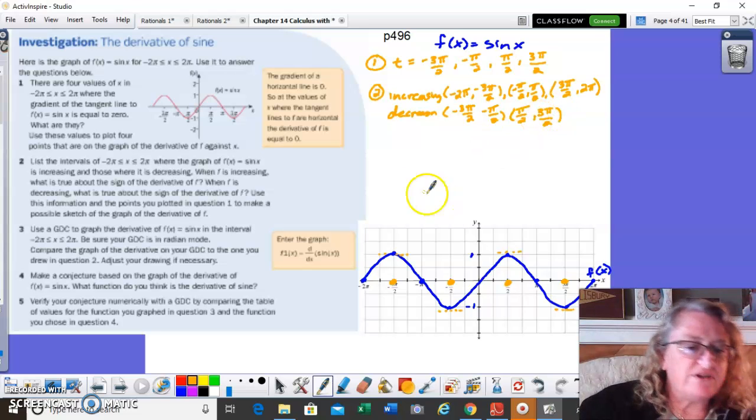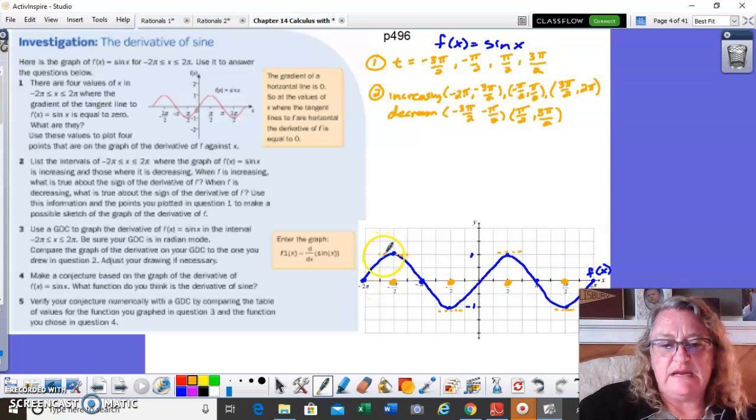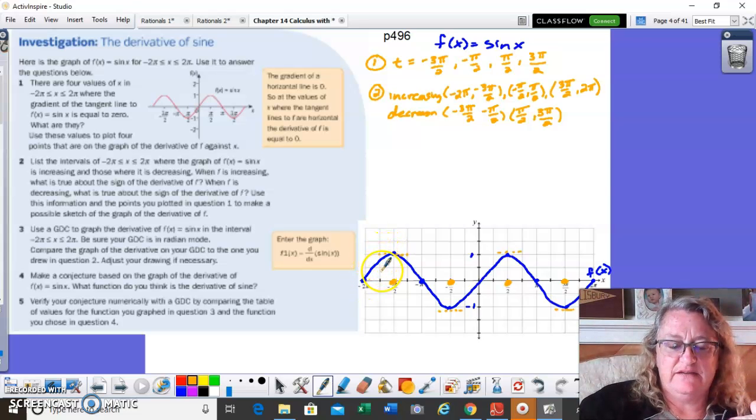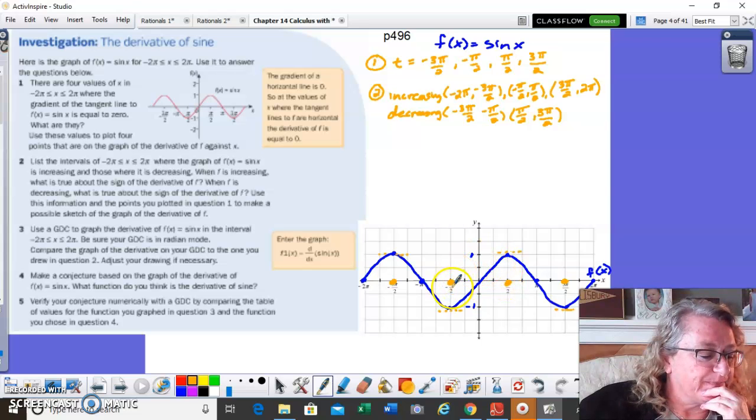Now, if our original graph is increasing, what that means is our derivative is positive. So that means our derivative will actually fall above the x-axis in that case. So it would fall above here, okay? If our original graph was decreasing, which is doing between these 2 points, that means my graph is going to be below the x-axis. Again, it's increasing between these 2 points, so it's going to be above the x-axis.